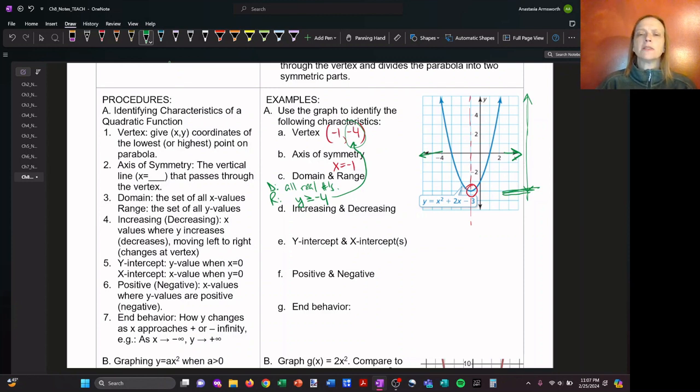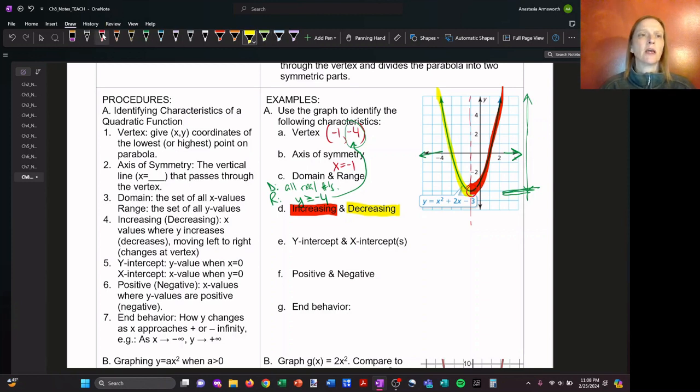What's increasing, what's decreasing on this graph? If we highlight increasing in red, as we read the graph from left to right, does the y value go up for increasing or go down for decreasing? As I read the graph from left to right, starting at the vertex point and moving up is where I see that the graph is increasing. Whereas, where's the graph decreasing? That's anywhere before the vertex point.